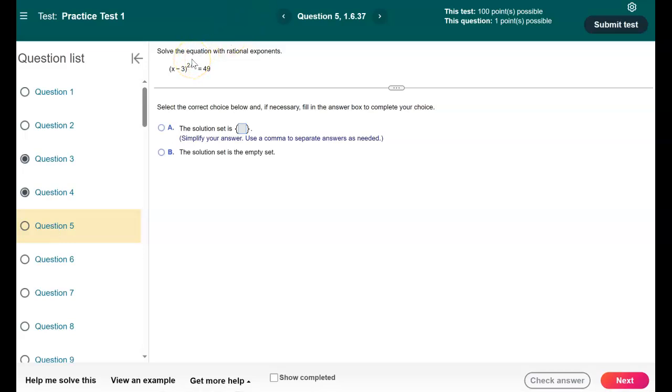Solve the equations with rational exponents. All right, I have copied the equation here so we could work on the solution to this problem. Here we are given an expression with rational exponents and we want to get the value for x. To solve this, we would need to remove that exponent so we would be able to isolate x.